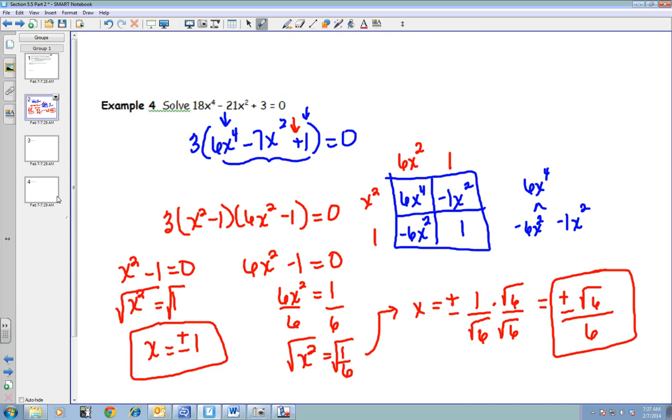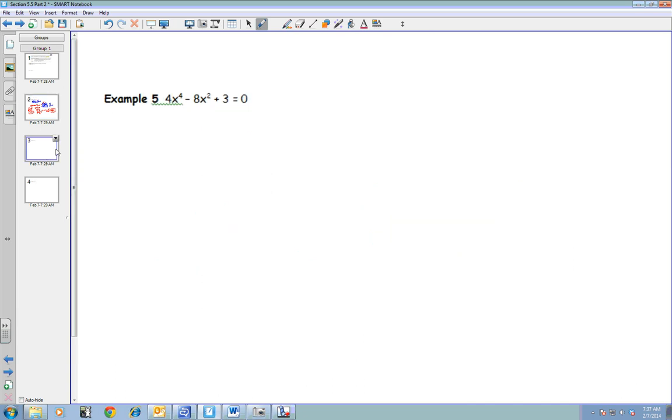Okay, so let's do another one. Example 5. All right, so first of all, can I factor anything out? They don't have anything in common, so I can't do anything. So I automatically am going to use my box. My first term is 4x to the 4th. My last term is 3.